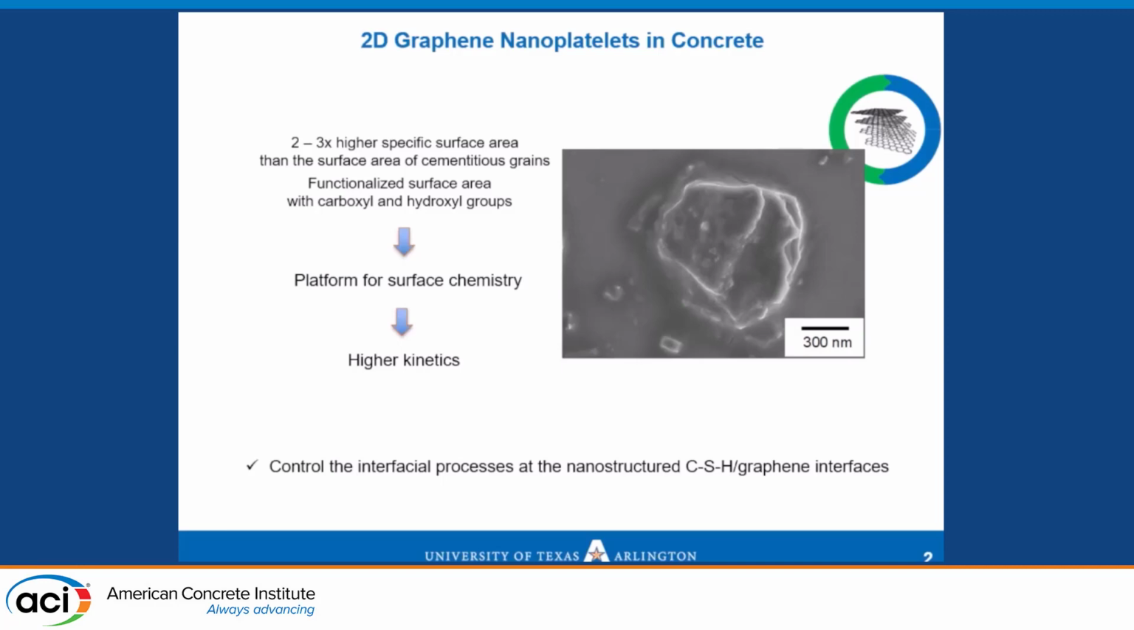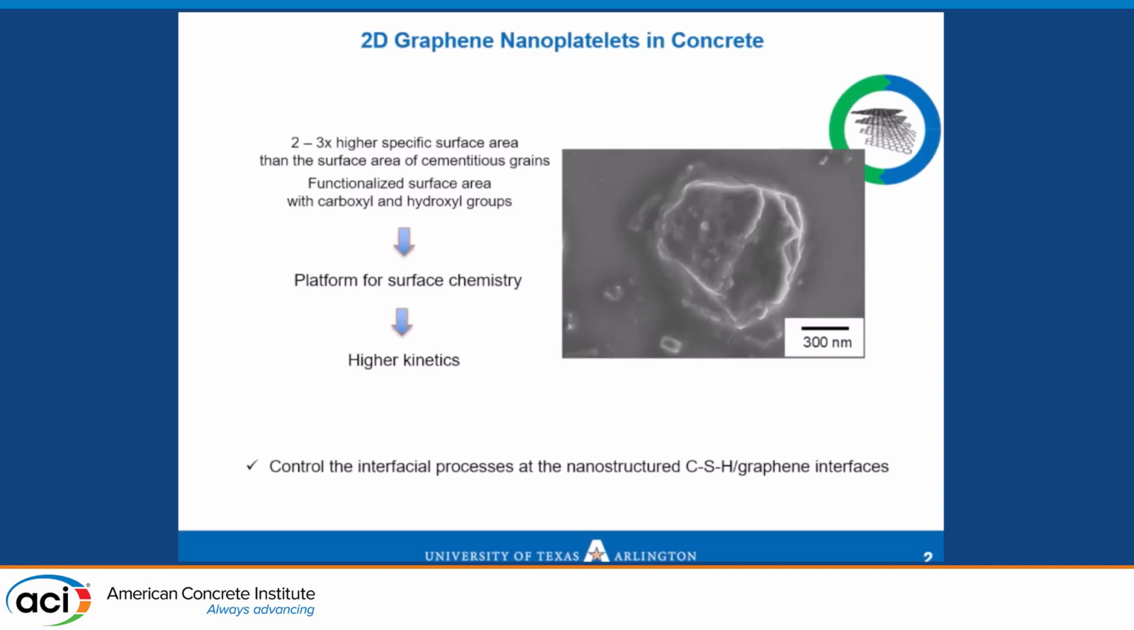The two-dimensional graphene nanomaterials in general, and such as the graphene nanoplatelets, exhibit a very high specific surface area, specifically 2 to 3 times higher than the surface area of cementitious grains. So, the high surface area of graphene nanoplatelets and their functionalization with carboxyl and hydroxyl groups play a key role on the surface chemistry within the nanoengineered cementitious systems. And this holds a great potential for increasing the kinetics.